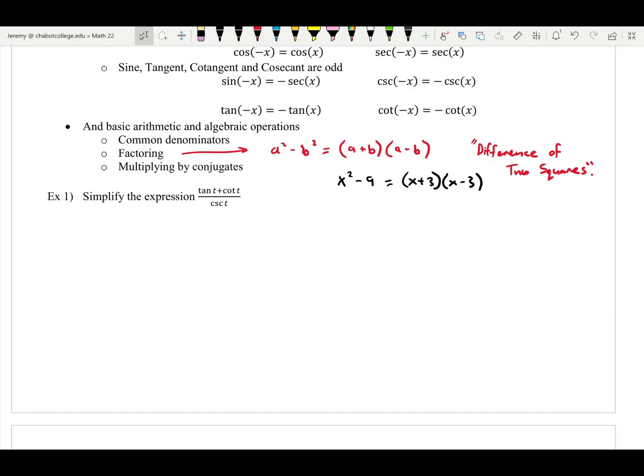Now, one good strategy when we're trying to manipulate some expression in terms of trig functions is expressing it all in terms of sine and cosine, right? Because everything kind of comes from sine and cosine. Tangent t I could write as sine of t over cosine of t. I can do the same for cotangent and cosecant. So let's start with that.